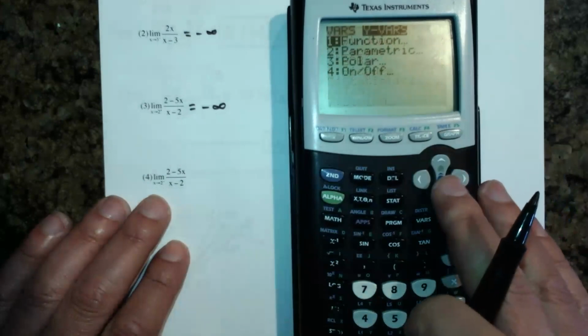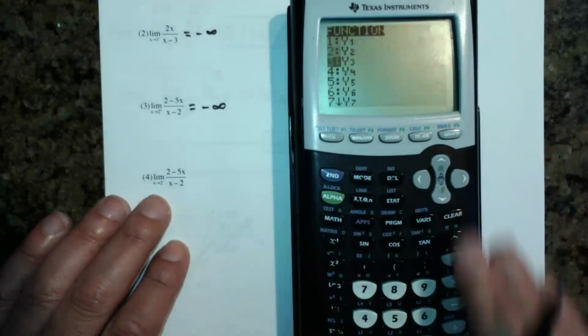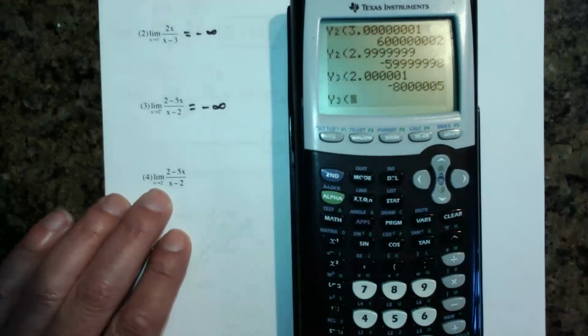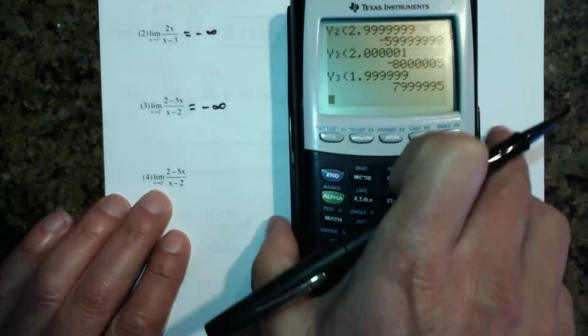Let's do this vars, y vars, function y3 for me. And now we're doing slightly less than 2. So that's going to be 1.99999. And that goes off to positive infinity.